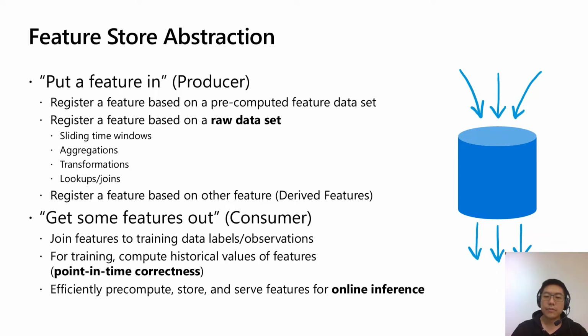So for feature consumers, their job is to get some features out of the feature store. Their focus is usually how to join the features to some of the training data labels or the observation data, or for training purposes, how to compute the historical values of the features using point-in-time correctness joins. Other cases are included, for example, how to efficiently pre-compute, store, and serve the features for online inference.